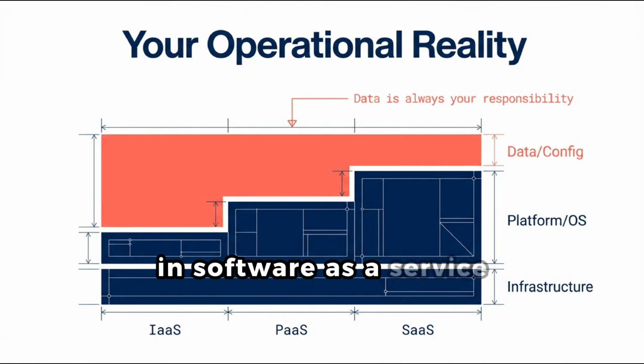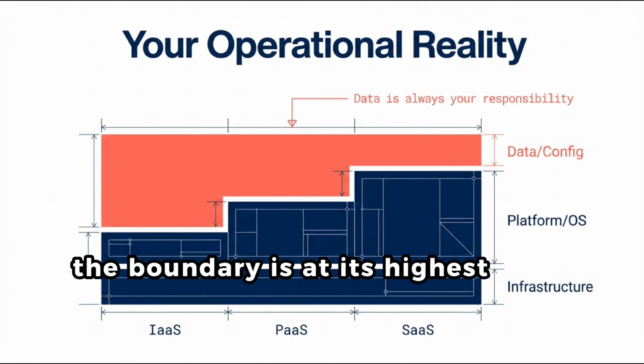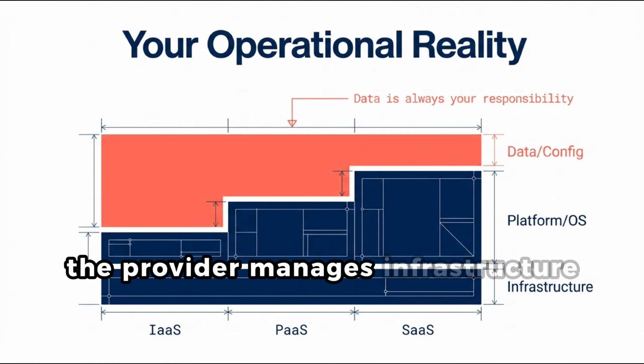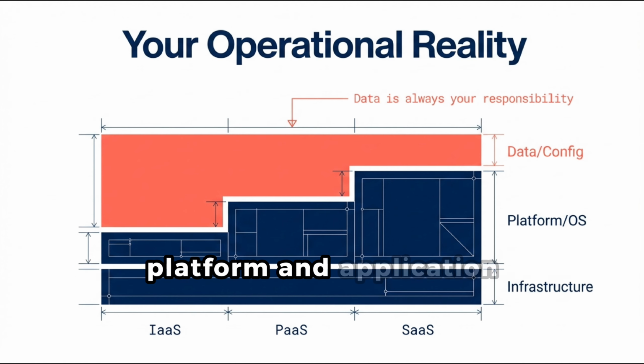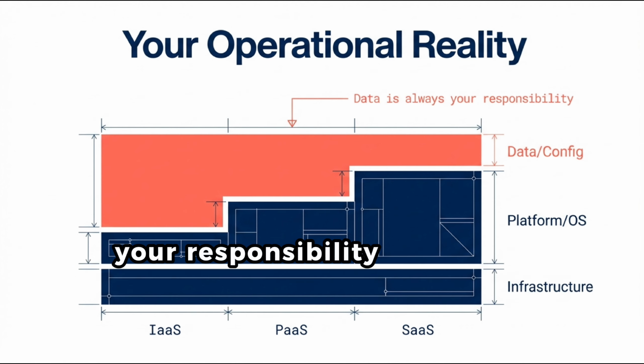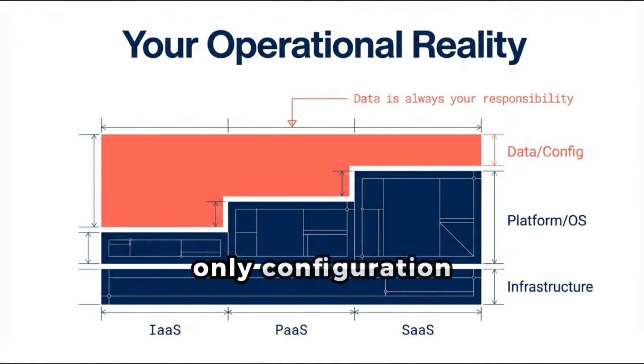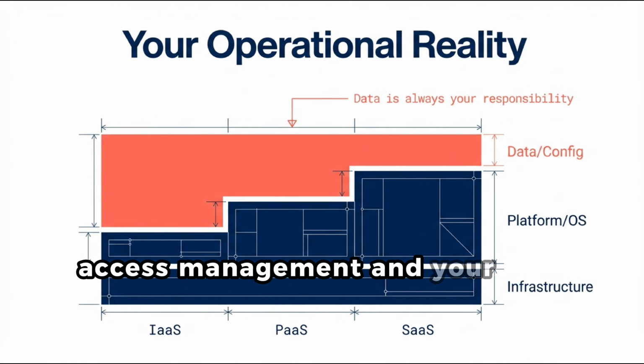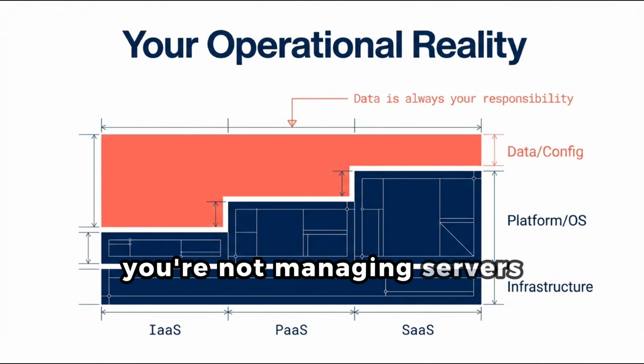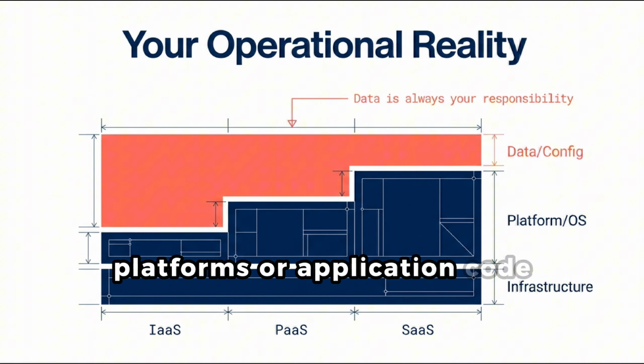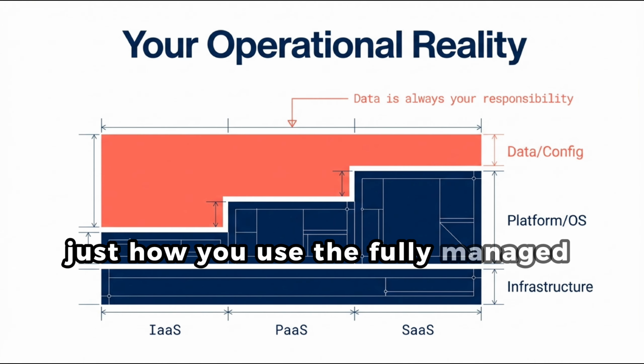In software as a service, the boundary is at its highest point. The provider manages infrastructure, platform, and application. Your responsibility boundary encompasses only configuration, access management, and your data. You're not managing servers, platforms, or application code, just how you use the fully managed service.